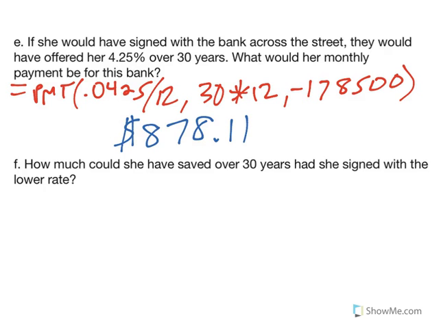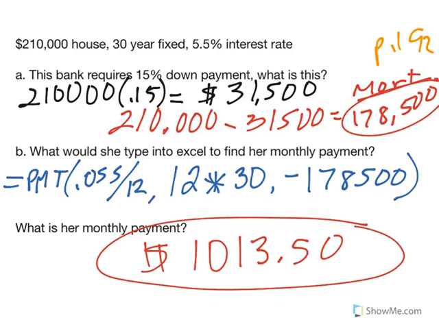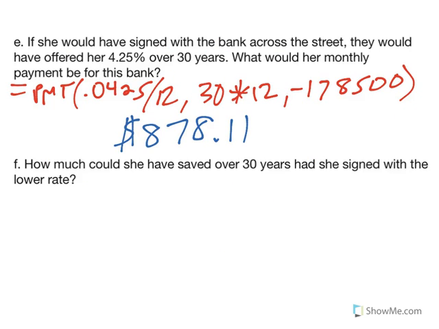So remember in that last one, her payment was 1013.50, because of the 5.5% interest rate. So if the only thing we do is change the interest rate to 4.25%, it knocks down her payment by $150. That's extensive. So how much could she have saved over 30 years?